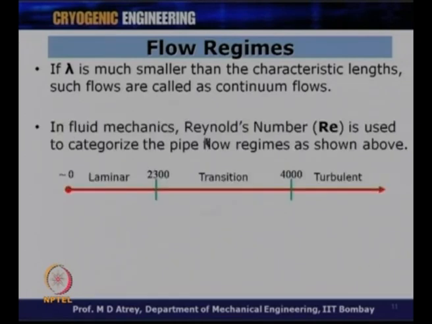In fluid mechanics, Reynolds number is used to categorize the pipe flow regime as shown in the figure. Normally we deal with Reynolds number in continuum flow, and we know that if the Reynolds number is between 0 and 2300, we call the flow laminar, while if the Reynolds number is between 2300 and 4000, we say the flow is transition flow, while above 4000 we say the flow is turbulent flow, and this is very much known to all of you.